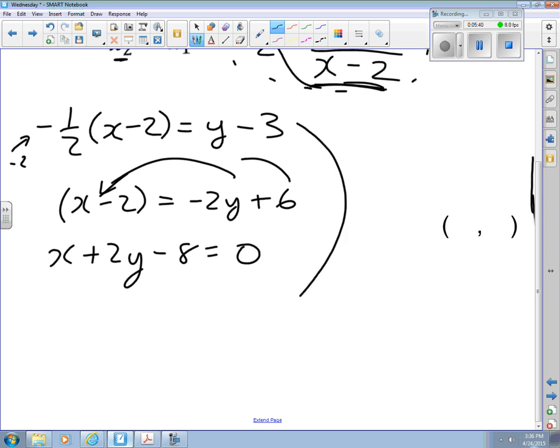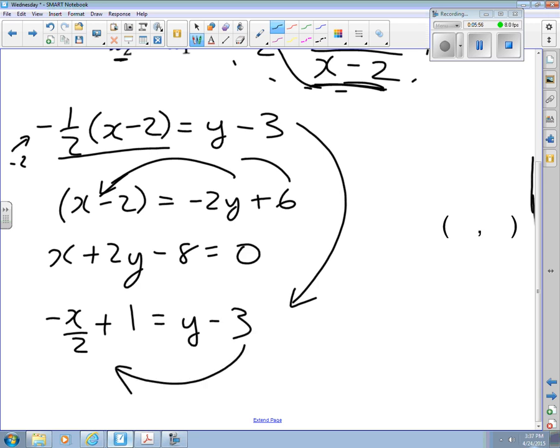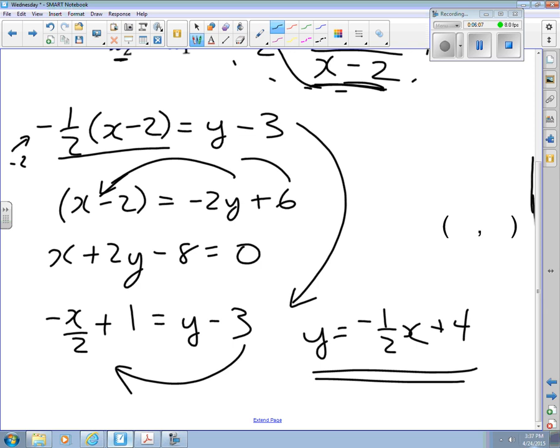Or, again, I could have started from here and gone to the other form, where I would just multiply through this bracket and say that it's negative x over 2 plus 1, sorry, half of 2 is 1, equals y minus 3. Then move this to the other side, rewrite it backwards, and y equals negative 1/2 x plus 4. So there's the other two forms, standard and y equals mx plus b form, that I got simply by using my slope formula and 1 point.